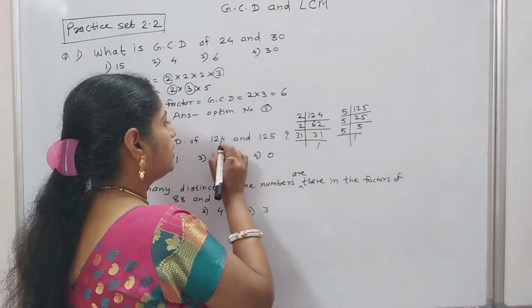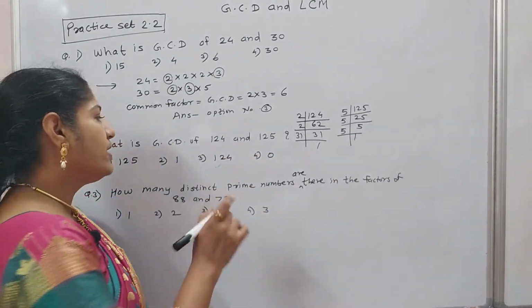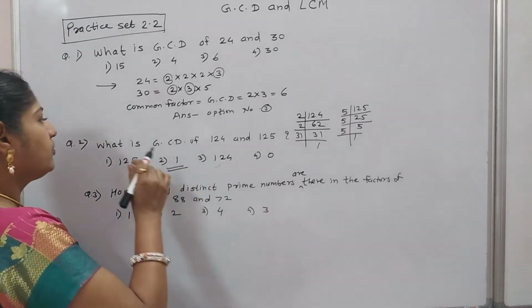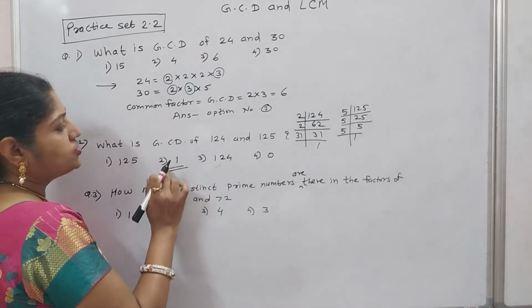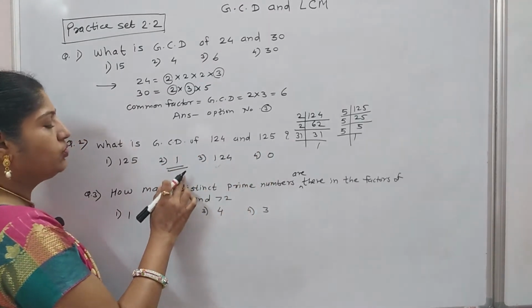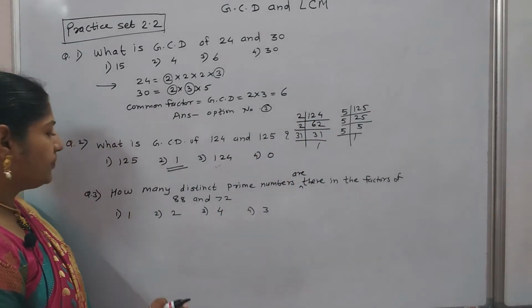So the GCD of any two consecutive numbers is always 1 and the LCM is the product of those numbers. But here we are asked the GCD. So the GCD of 124 and 125 is equal to 1. There is no common factor other than 1.